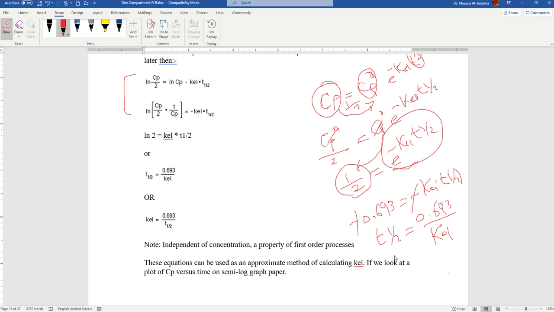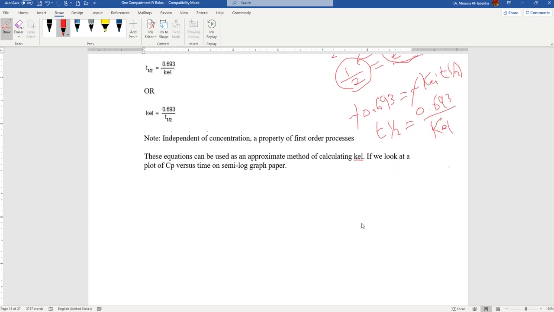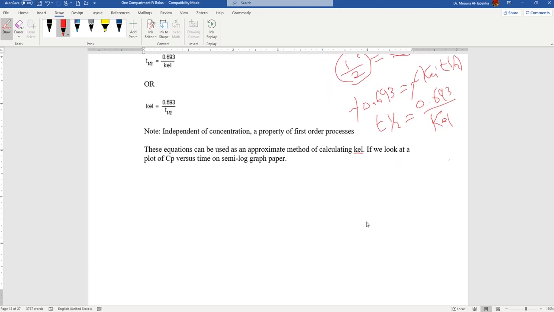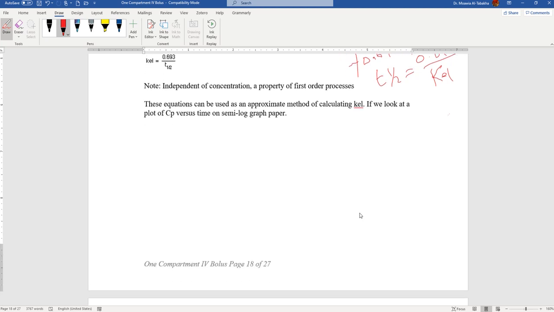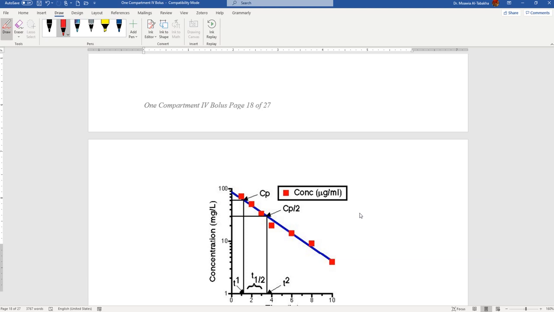So this is the equation that you should use when you want to calculate the half-life of the drug. Here we are assuming that we have first order kinetics and a one compartment model. And I don't want you to forget that the one compartment model is the most frequently used model in pharmacokinetics or in compartment models.